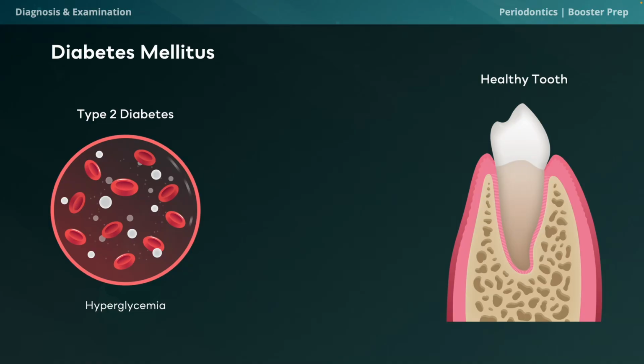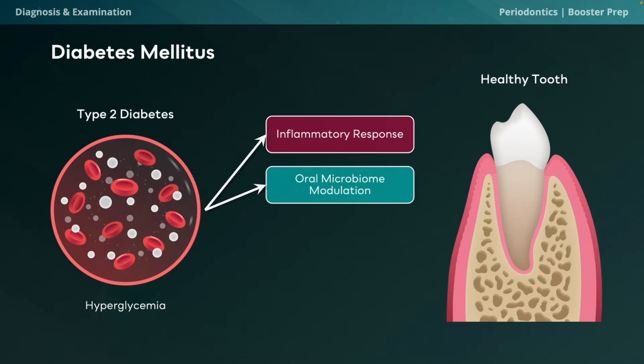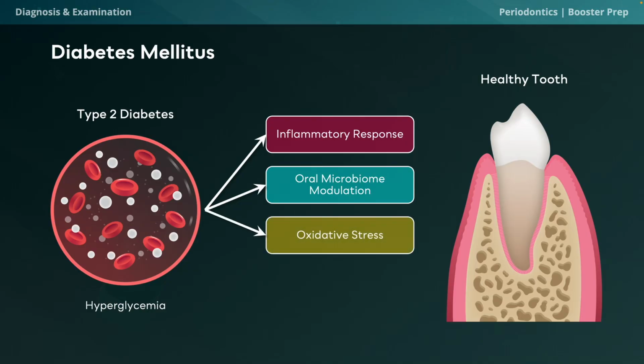How does it exactly do that? Well, it all begins with elevated blood glucose levels in the bloodstream, which leads to an increase in inflammatory cytokines. These cytokines enhance tissue breakdown and worsen the progression of periodontitis and peri-implantitis. Additionally, diabetes can alter the oral microbiome, promoting the growth of pathogenic bacteria that contribute to infection and inflammation.